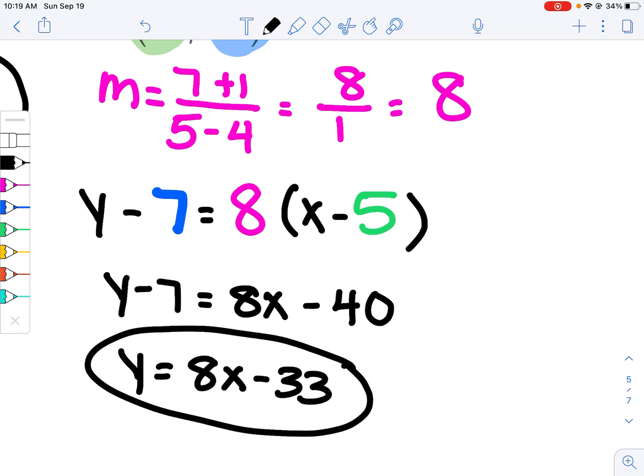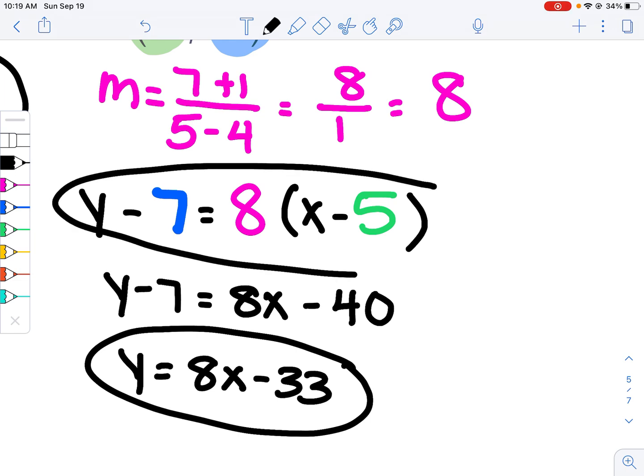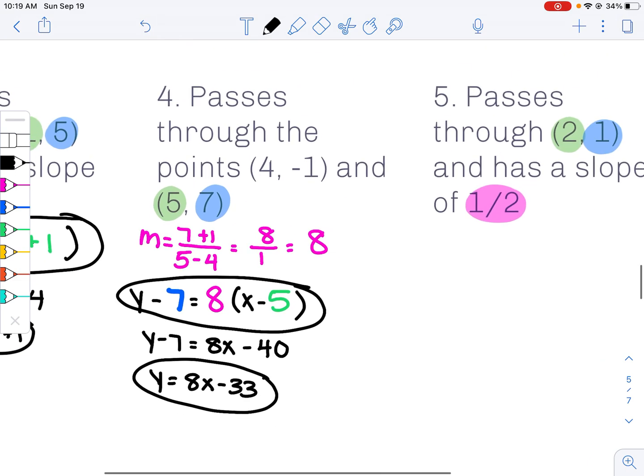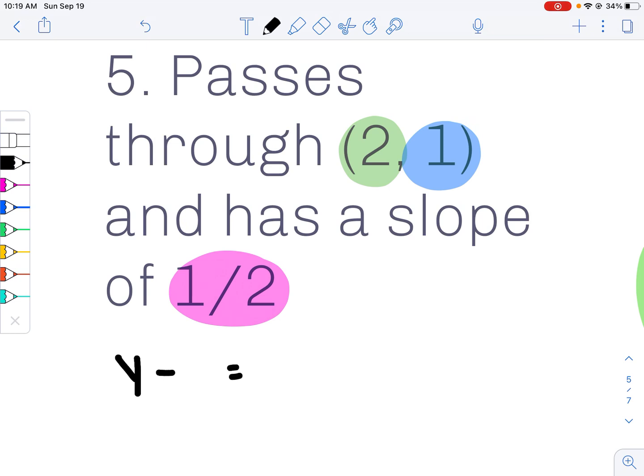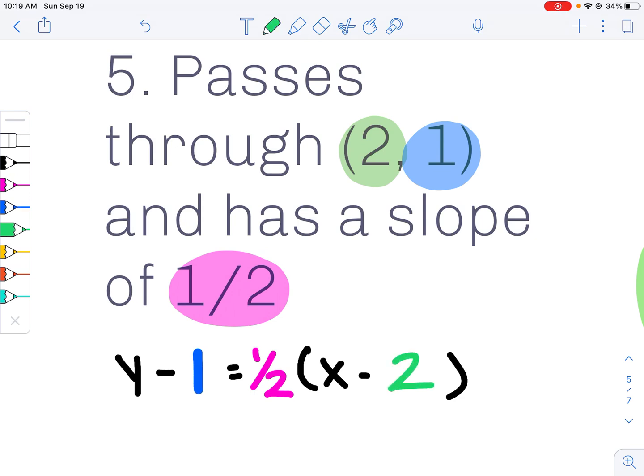So here's my equation in slope-intercept form, and here it is in point-slope form. On this fifth example, they give us the point and they tell us the slope. So I can jump right in and just throw it into point-slope form. My slope's going in right in front of the x. My y value goes with the y value, and my x value goes with the x value.